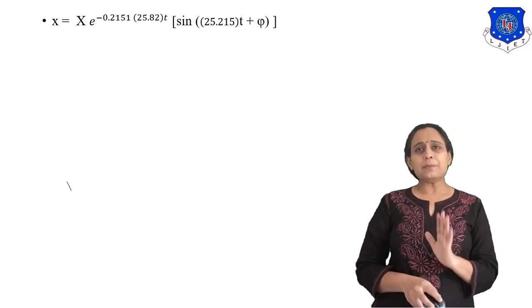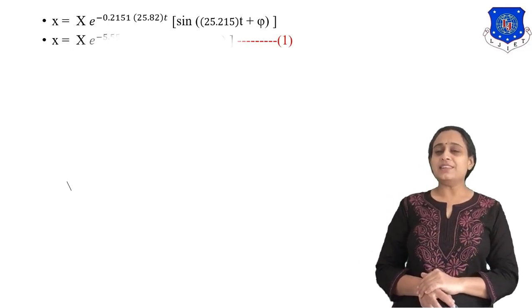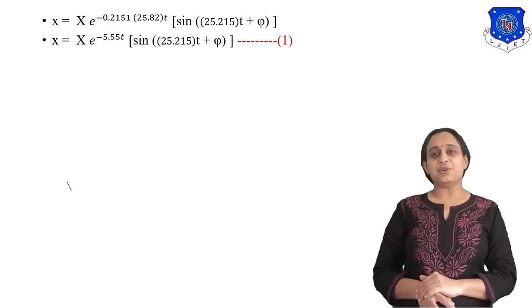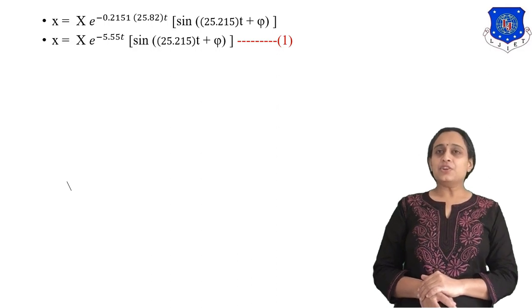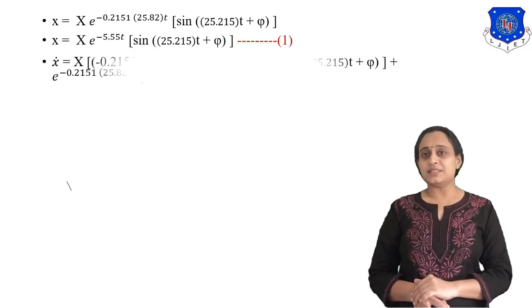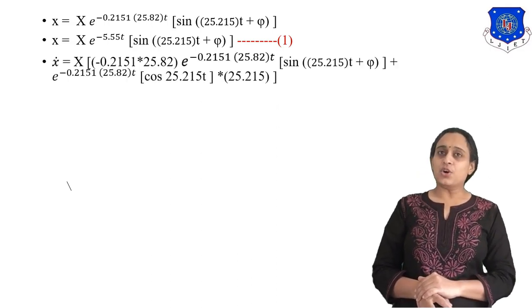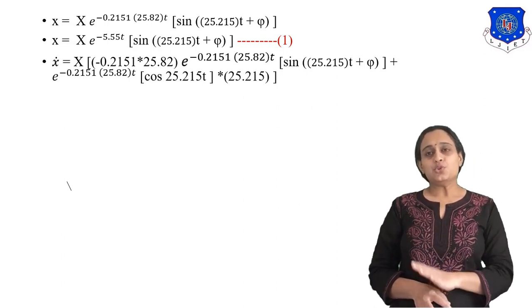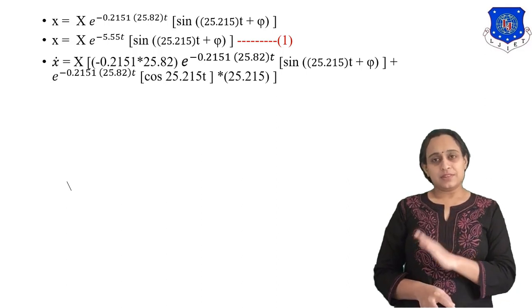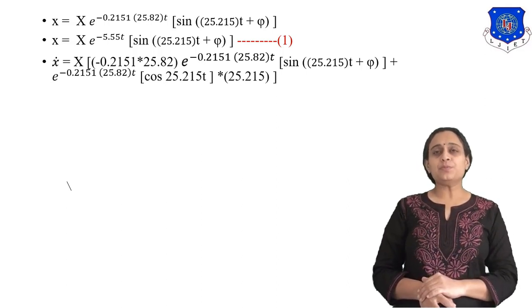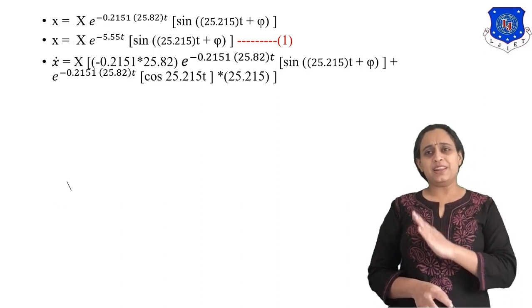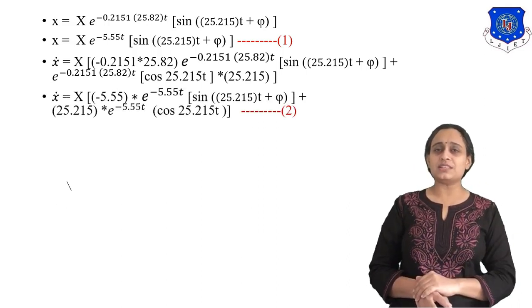Now by solving this equation, the final answer of x is X e raised to minus 5.55 t sine of 25.215 t plus phi, and x dot should be like X times minus 0.2151 into 25.82 e raised to minus 5.55 t, and the remaining equation you have to note down.